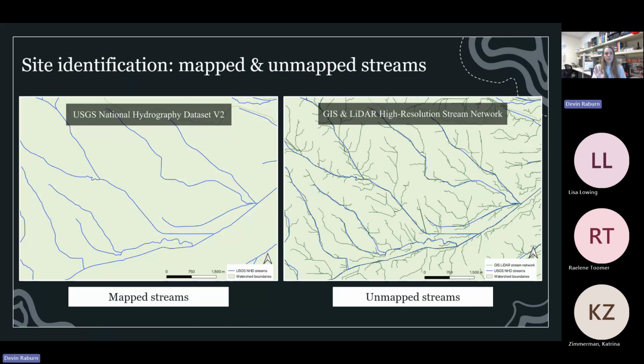So just from a side-by-side of these pictures, we can already tell that our unmapped streams are adding a lot of potential stream length to the landscape. And this is just one portion within my 5 HUC-12s. So we can already kind of see how much potential stream length that's adding. But we really just wanted to know if rivulet crayfishes are utilizing these unmapped streams and the difference in occupancy between our mapped streams, our unmapped streams, and our roadside ditches.